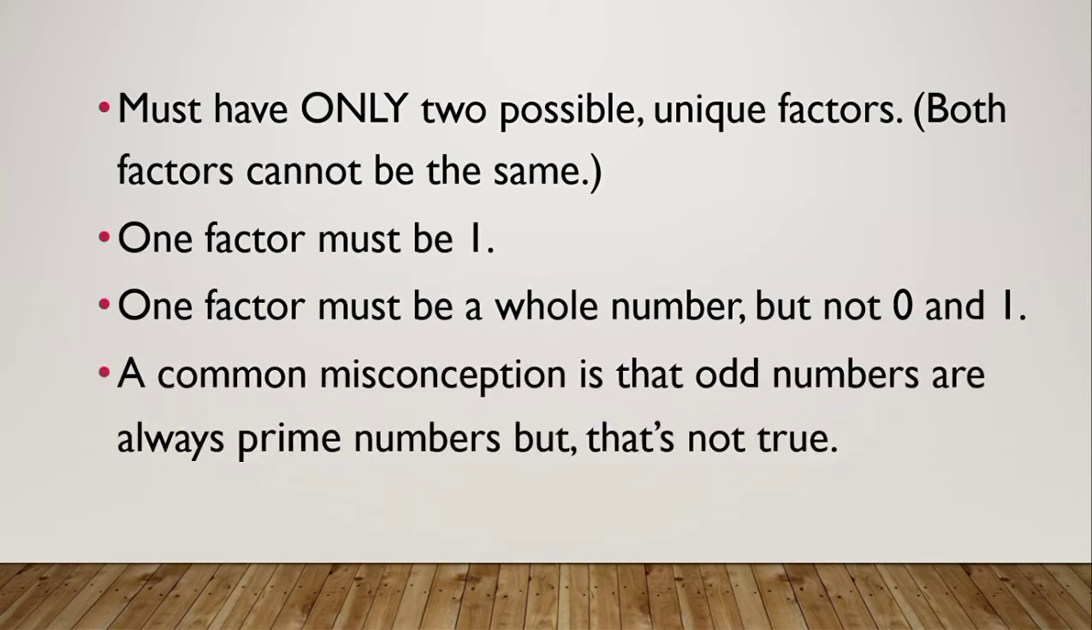There is a common misconception about prime numbers, that all odd numbers are always prime numbers, but that's not true. Not all odd numbers are prime because, as I've said, 1 is not a prime number and 1 is an odd number.